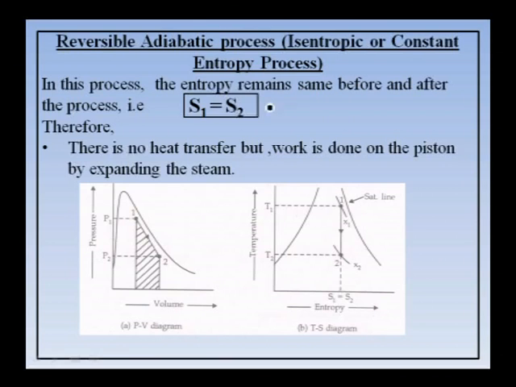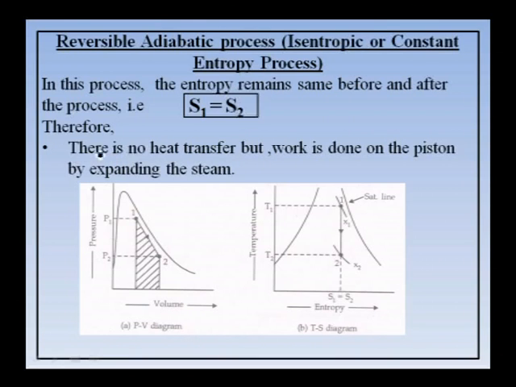In an adiabatic process, what does entropy mean? It is the transformation of heat, a function of temperature only. That means it increases with the addition of heat or decreases with the reduction of heat. The entropy remains the same before and after the process. The entropy is denoted by S. Therefore I have taken S1, that is before the process, equal to the entropy after the process, S2. Here there is no heat transfer.